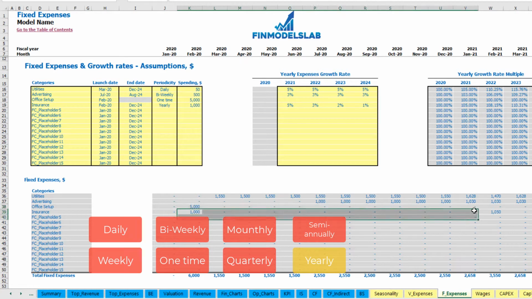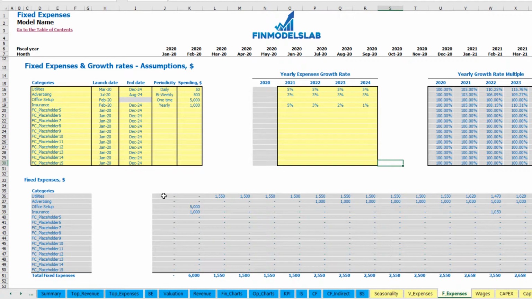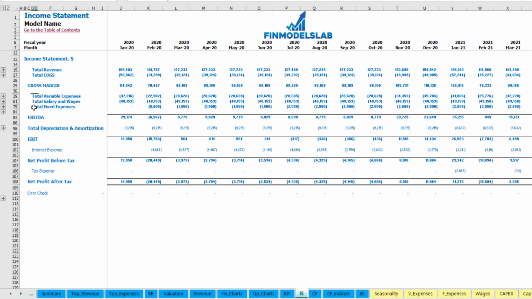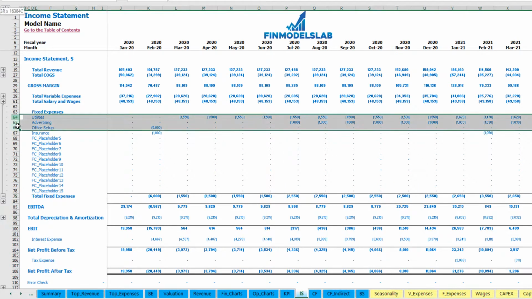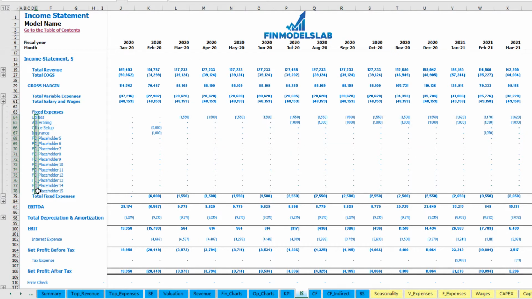And the last option is annual, or yearly, payments. You'll pay one time per 12 months, starting from February till December 24. For each expense type, you can use a growth rate, and the calculation you may see in here. Also, in the income statement, you may find the total fixed expenses group. If you ungroup this section, you can see these amounts broken down by months and by fixed expenses line items.